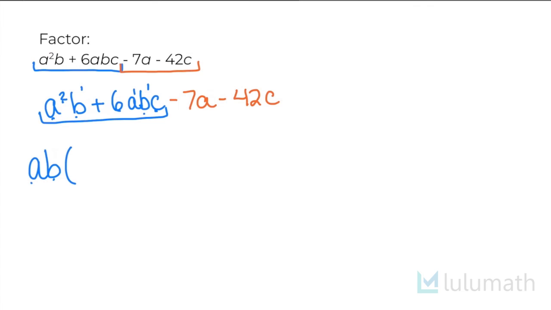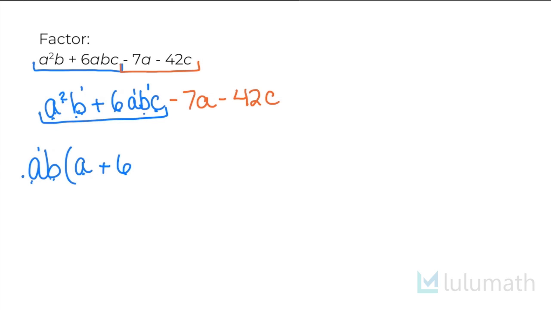Now, when I factor that out, a squared divided by a to the power of 1 is just a, and b divided by b is 1, and a times 1 is a, so I just have an a left over here. Again, b divided by b giving us 1 means that they cancel out. Plus, 6 is being divisible by 1 right here, so it's just 6.